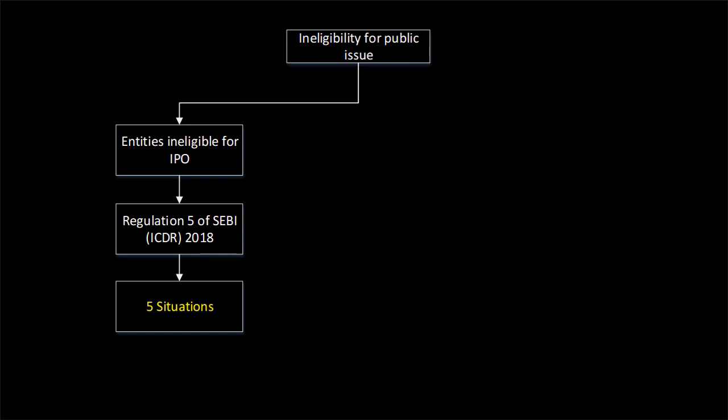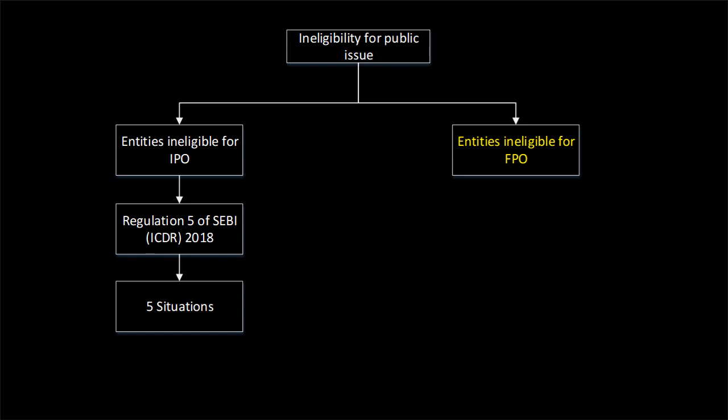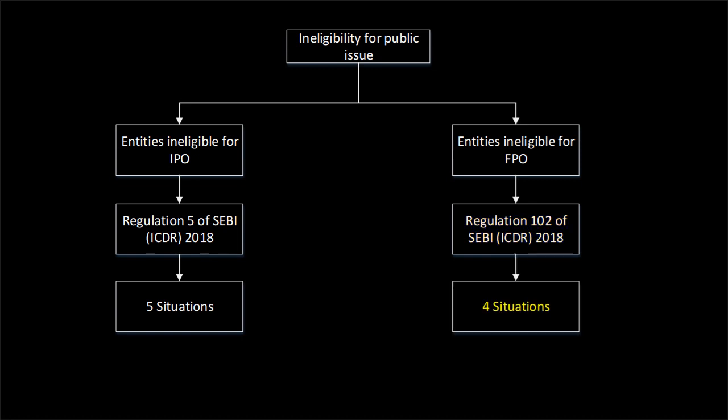If we talk about the entities who are ineligible for bringing a further public offer, then Regulation 102 of the SEBI ICDR regulations talks about the criteria under which a company cannot bring a further issue of securities to the public. This regulation lays down 4 situations when an entity will not be eligible for coming up with a further public offer. But there are 4 situations common in both cases. That means the 4 situations given under Regulation 102 are the same as the first 4 situations given in Regulation 5. Now we will see all these situations.